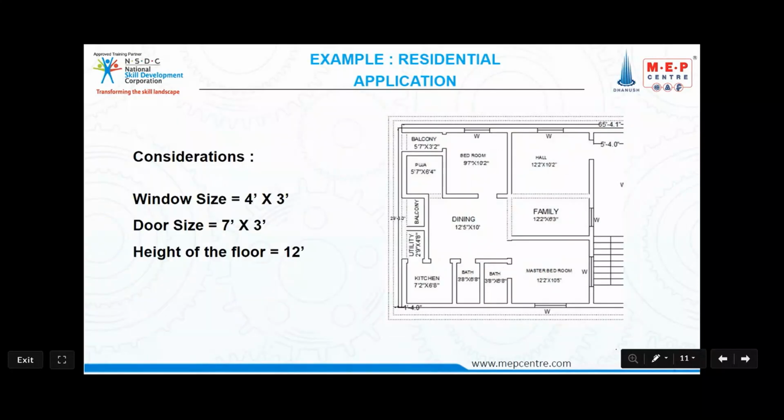Now, so considerations. The architect has given some considerations. Window size, take it as 4 feet by 3 feet. Door size is 7 feet by 3 feet. And floor to floor or floor to ceiling, you need to consider it as 12 feet. Okay, so these are the considerations we got from the architect.